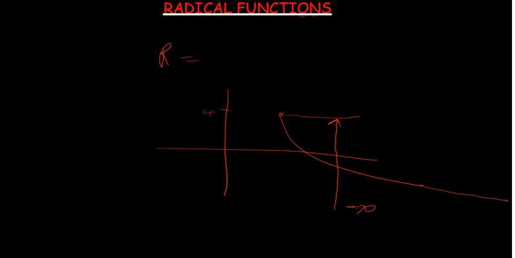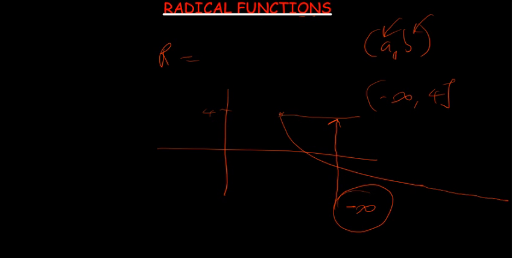And when you are writing the domain or the range, always start with the smallest number. Of course, we know that when you are using set interval notation, you have a comma b. A is always smaller than b, so that's why we are starting from negative infinity up to 4. That is the range.